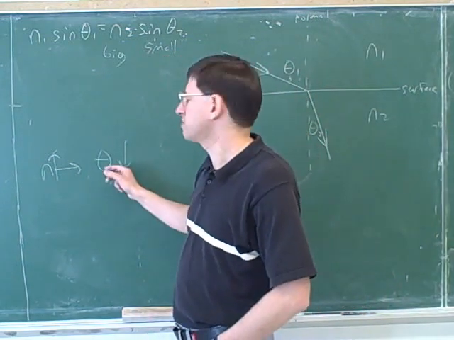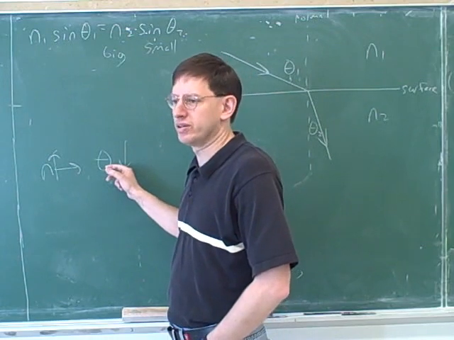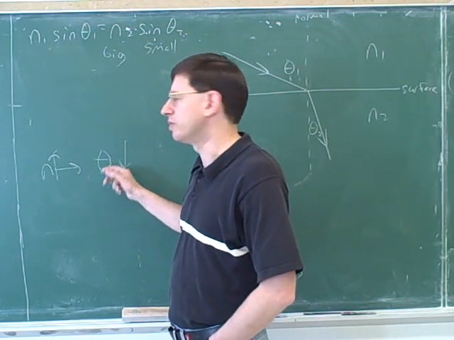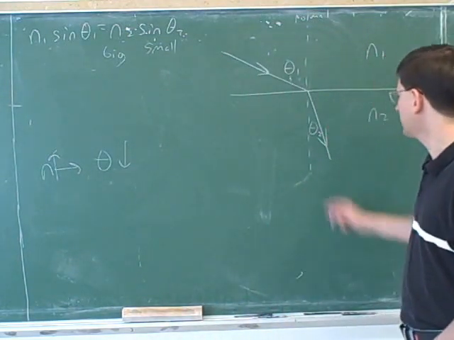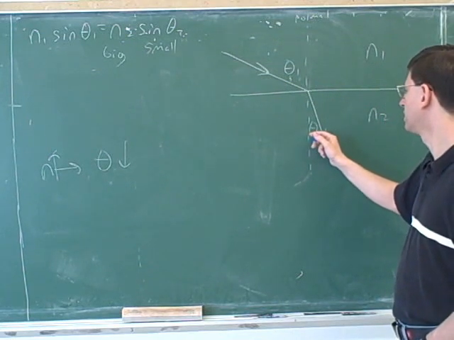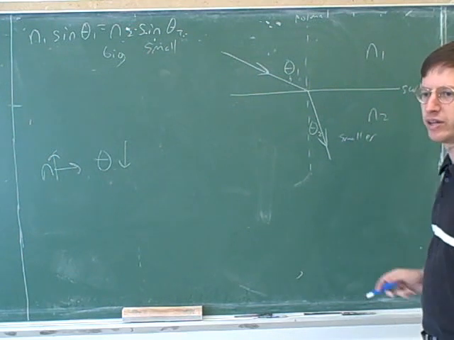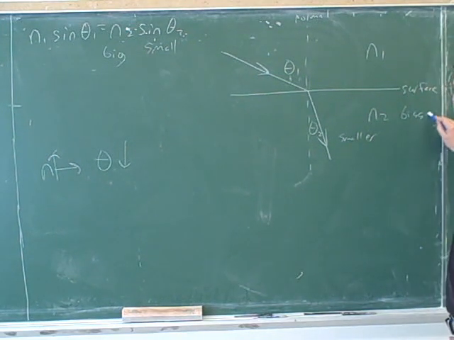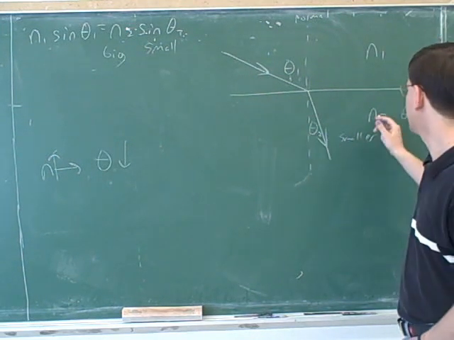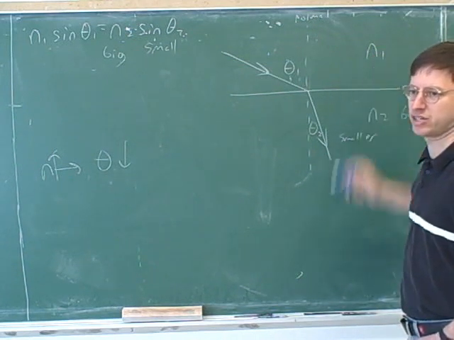What does it mean when theta gets smaller? It means you're bending towards the normal. Remember that theta is the angle with the normal. So do you think theta 2 here was bigger or smaller? Smaller. So is n2 bigger or smaller? Bigger. Yeah, the reason that we're bending towards the normal here is that this medium must have a bigger index of refraction than this one.